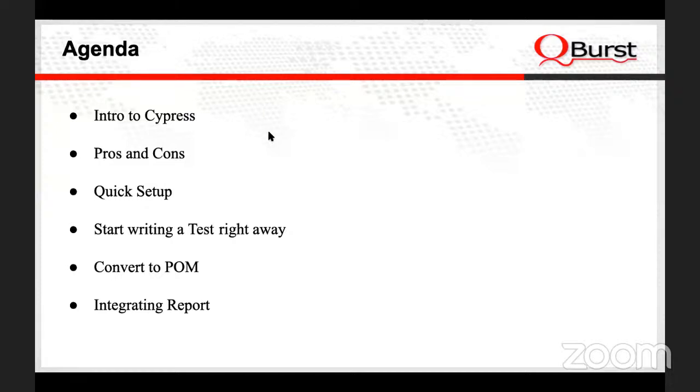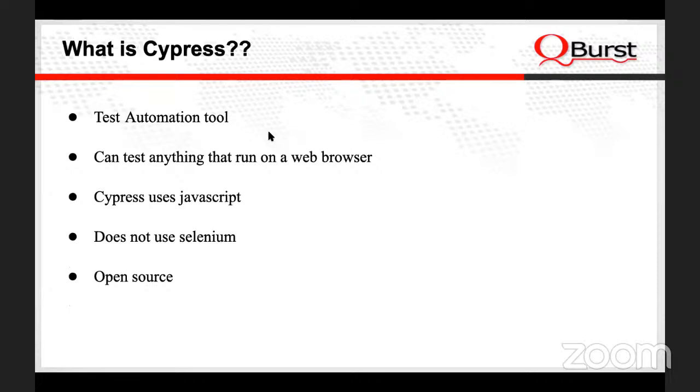So that is the agenda for today. And what is Cypress? Cypress is a test automation tool, that's all. And we can test anything that runs on a web browser using Cypress. And Cypress uses JavaScript. So people attending the session, all the Java pros, you guys have to use JavaScript for Cypress.